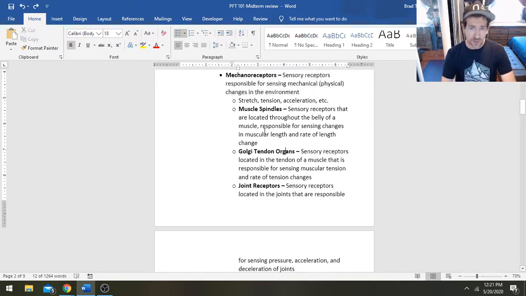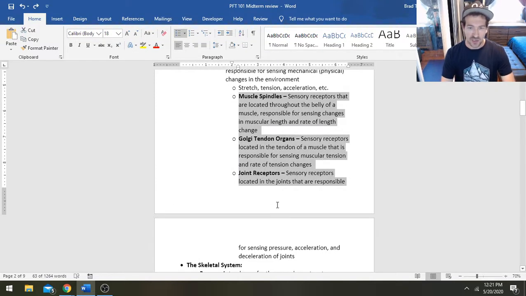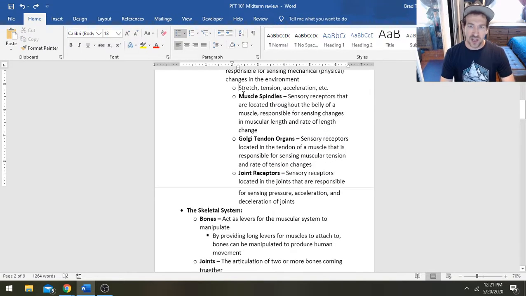So the big ones we're going to be looking at are muscle spindles, Golgi tendon organs, and joint receptors. Your muscle spindles are the sensory receptors that run throughout the length of your entire muscle. They tell your brain what length the muscle is at, right? So if I contract my bicep like this, I can straighten my arm all the way down, I can pull my arm all the way up like this.